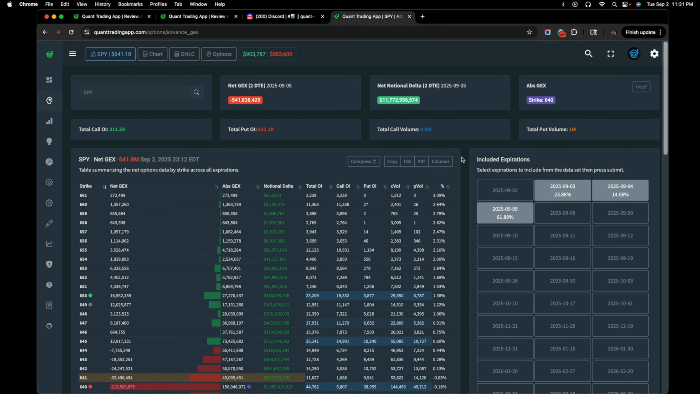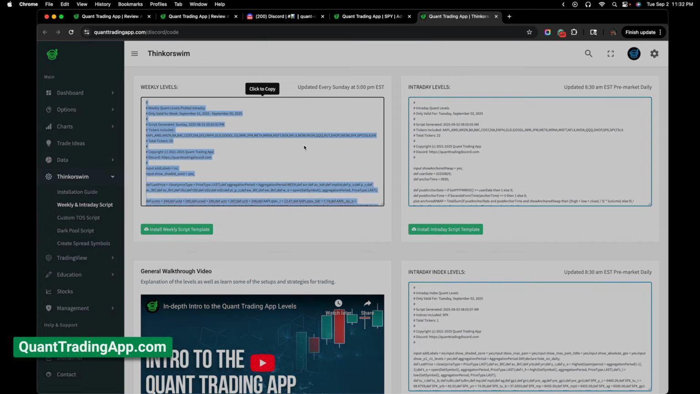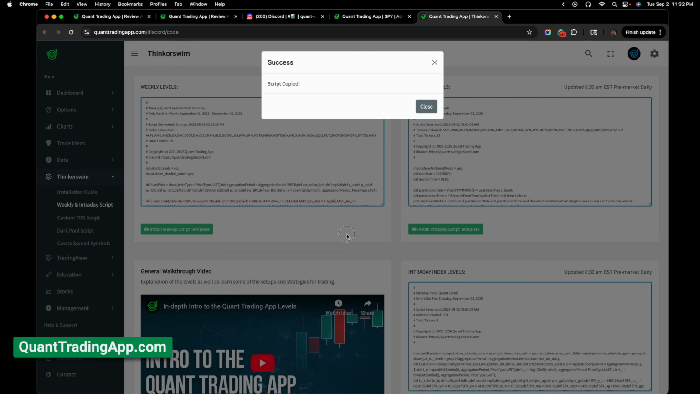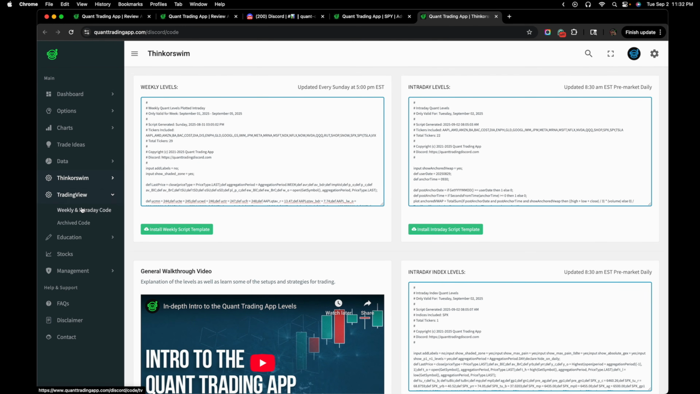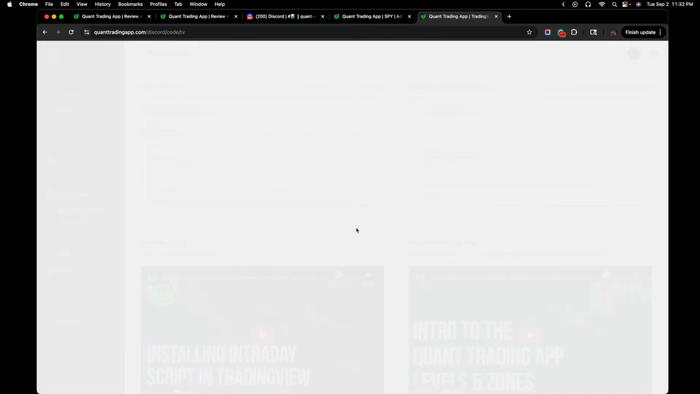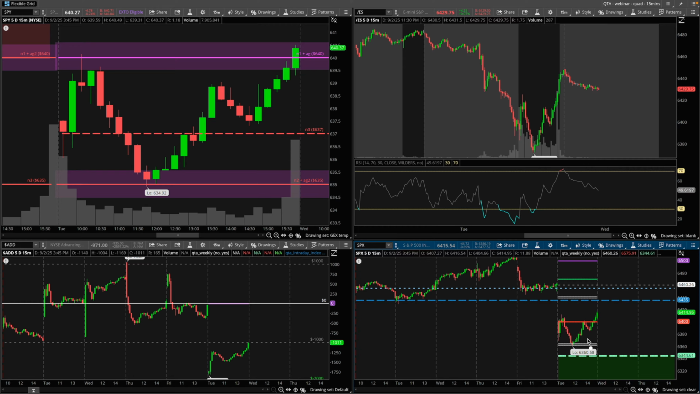This is the Quant Trading App Advanced Gamma tab that we were looking at earlier. This right here is the weekly and intraday scripts. So we're just copying and then pasting these into the fields on Thinkorswim. There are the same scripts for TradingView. So if you use Thinkorswim or TradingView, we have the same scripts available. In this case today, this was an additional confluence or reason to be long.